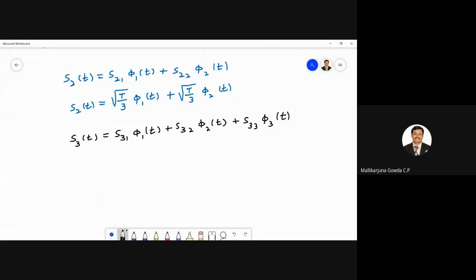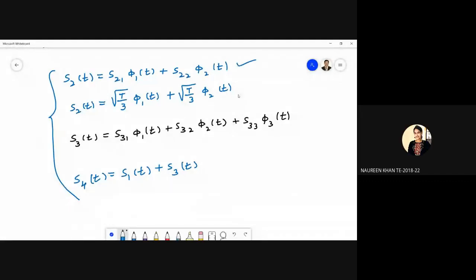Similarly, for S4 of t, right? Since S4 of t is equal to S1 of t plus S3 of t, just substitute the values of those two, and you'll get S4 of t in terms of those basis functions. So this is how we express the M finite energy signals in terms of N orthonormal basis functions.